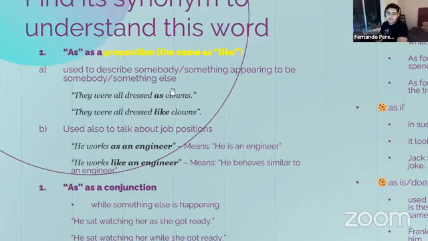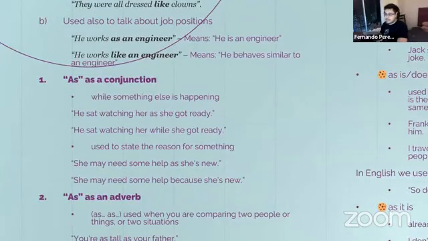Awesome. In this case, it's a connector. In case number 2, it becomes a little more tricky. In case number 2, we have as a conjunction. And I'm going to give you 2 different applications for the word as. Okay, let's read examples. Read example number 1, Rafa.